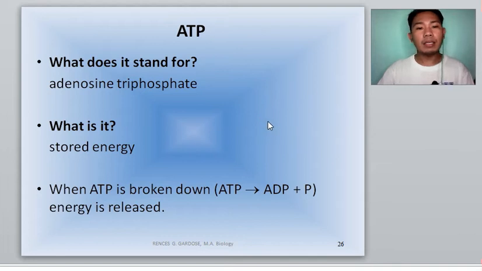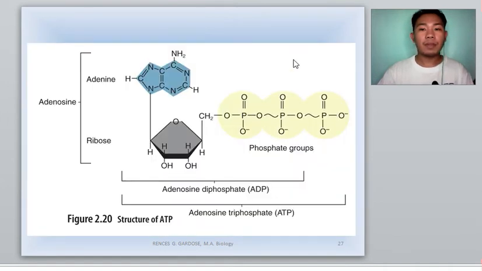This ATP is adenosine triphosphate. This is actually a stored energy in our body, particularly in our living systems for animals and plants. When ATP is broken down, it releases energy. So this is the structure of our adenosine triphosphate, wherein the adenine is attached to a ribose sugar and attached to the three phosphate groups.